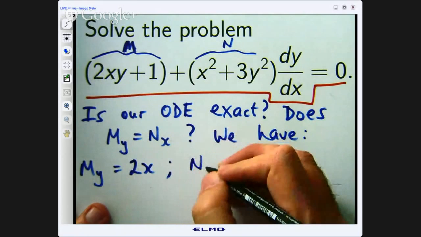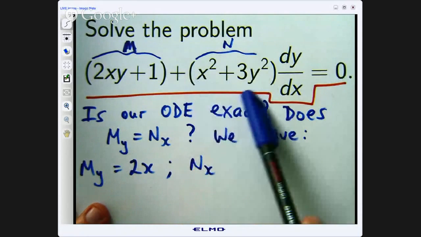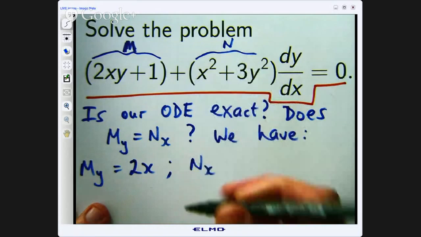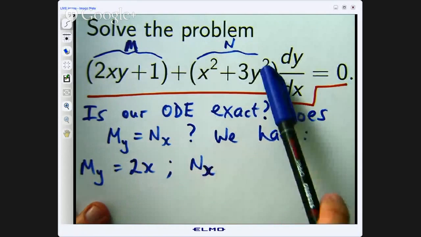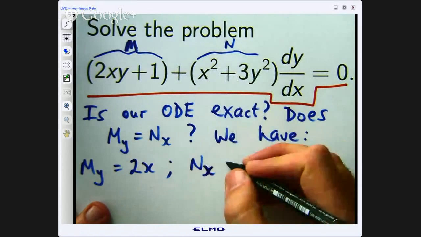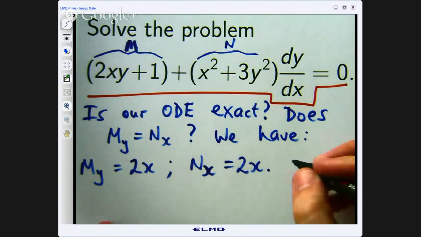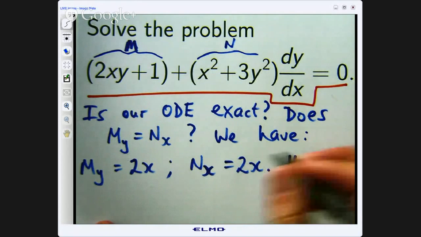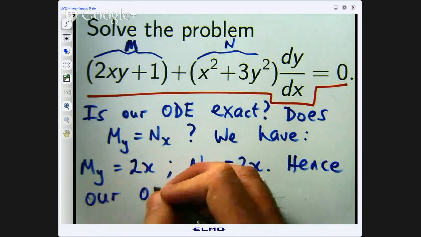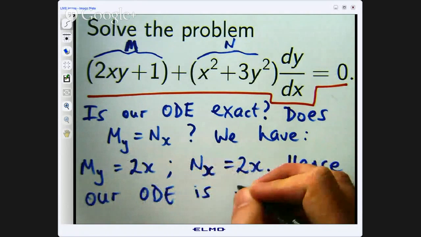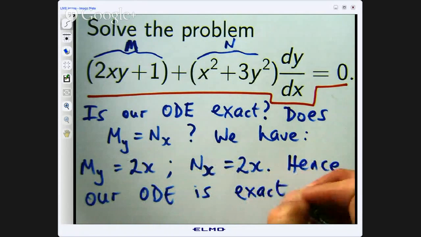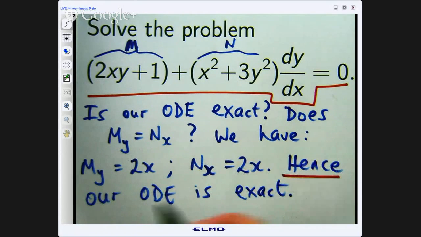What about N sub x, dN/dx? Well, let's go up to here, differentiate this with respect to x, imagining y is a constant. So that'll go to 0, and this will become 2x. Okay, so we see that these two things are the same, and so this is our test for exactness covered. All right, so hence our ODE is exact.